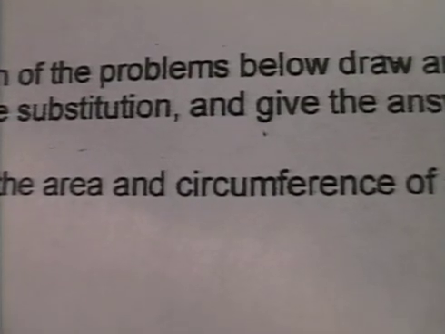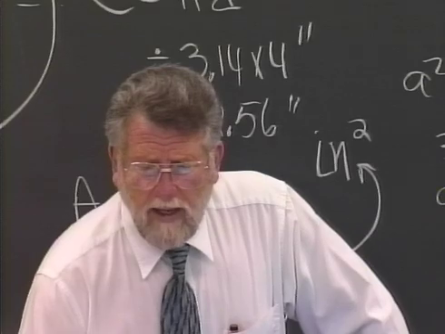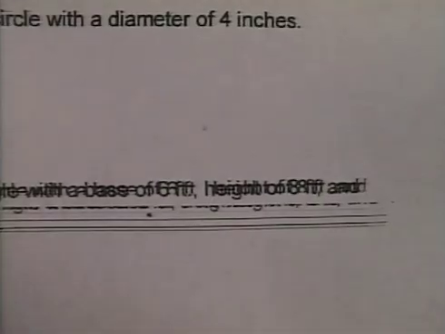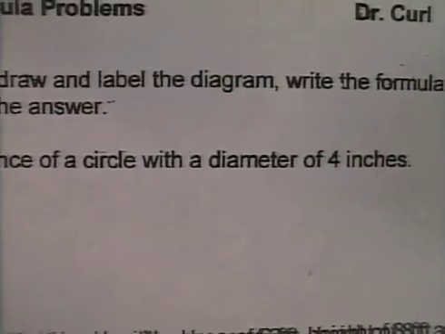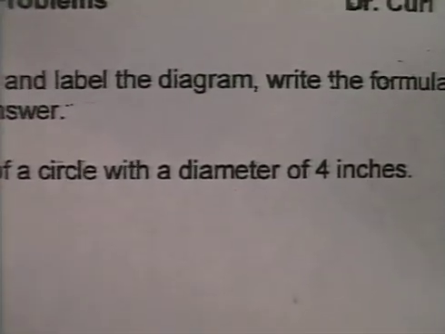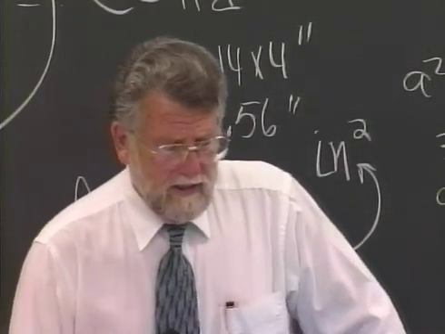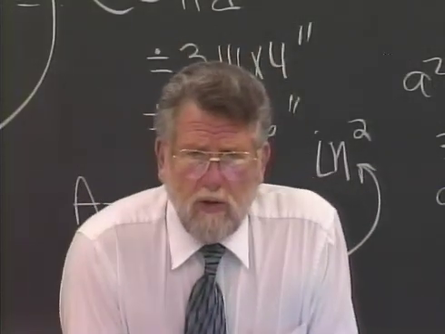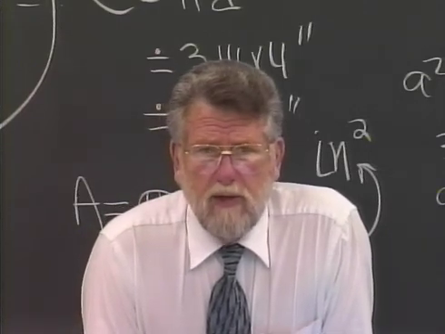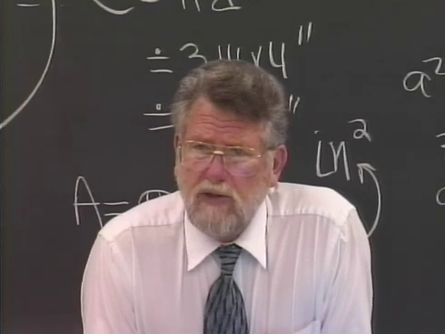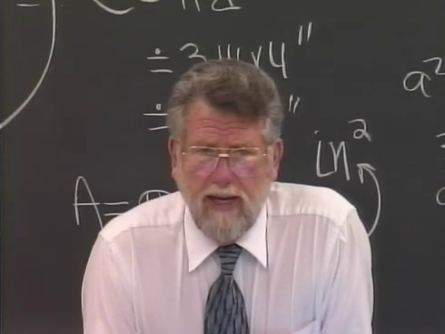The area and the circumference, okay? Of what? Of a circle, quickly, with a diameter of 4 inches. You got it? Coming at you quickly. So it is a circle with a diameter of 4 inches, and I want you to get the area and the circumference before we go to the board.